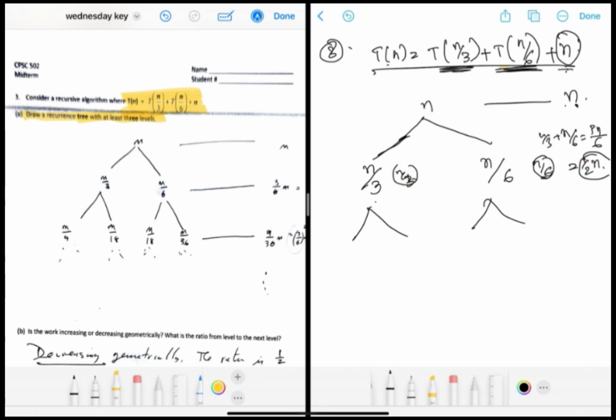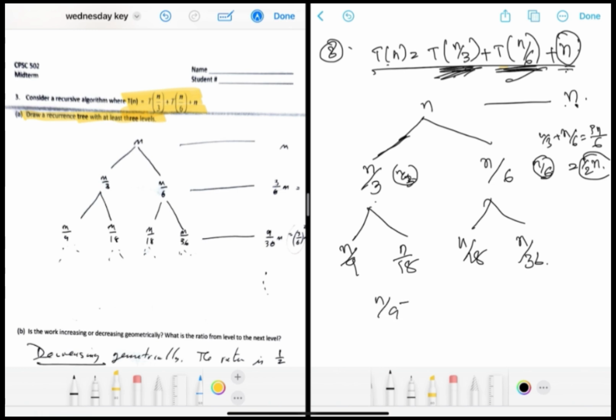For n by 3, if we substitute here, it's going to be n by 3 by 3 from here. So n by 3 by 3 is going to be n by 9. N by 3 by 6 is going to be n by 18. And here n by 6 by 3 is n by 18. N by 6 by 6 is n by 36. So if we add all that, we'll be able to get the work done at this level.